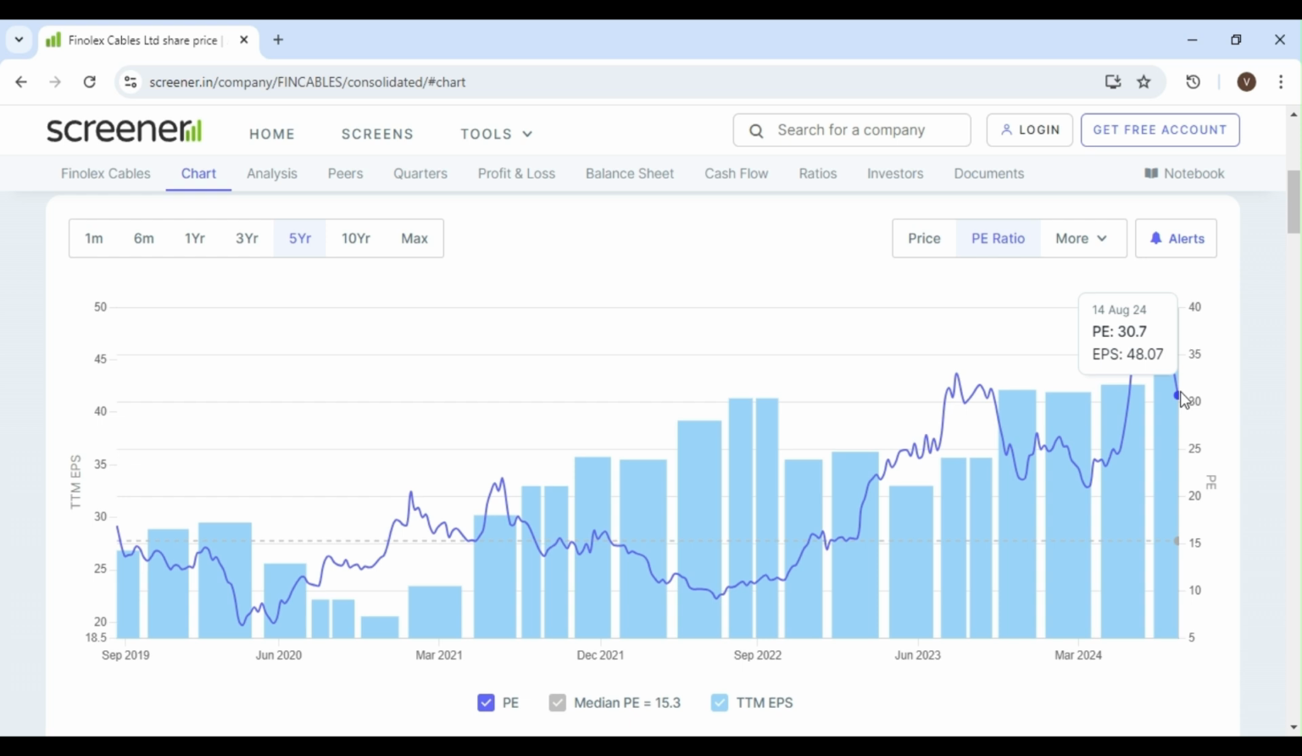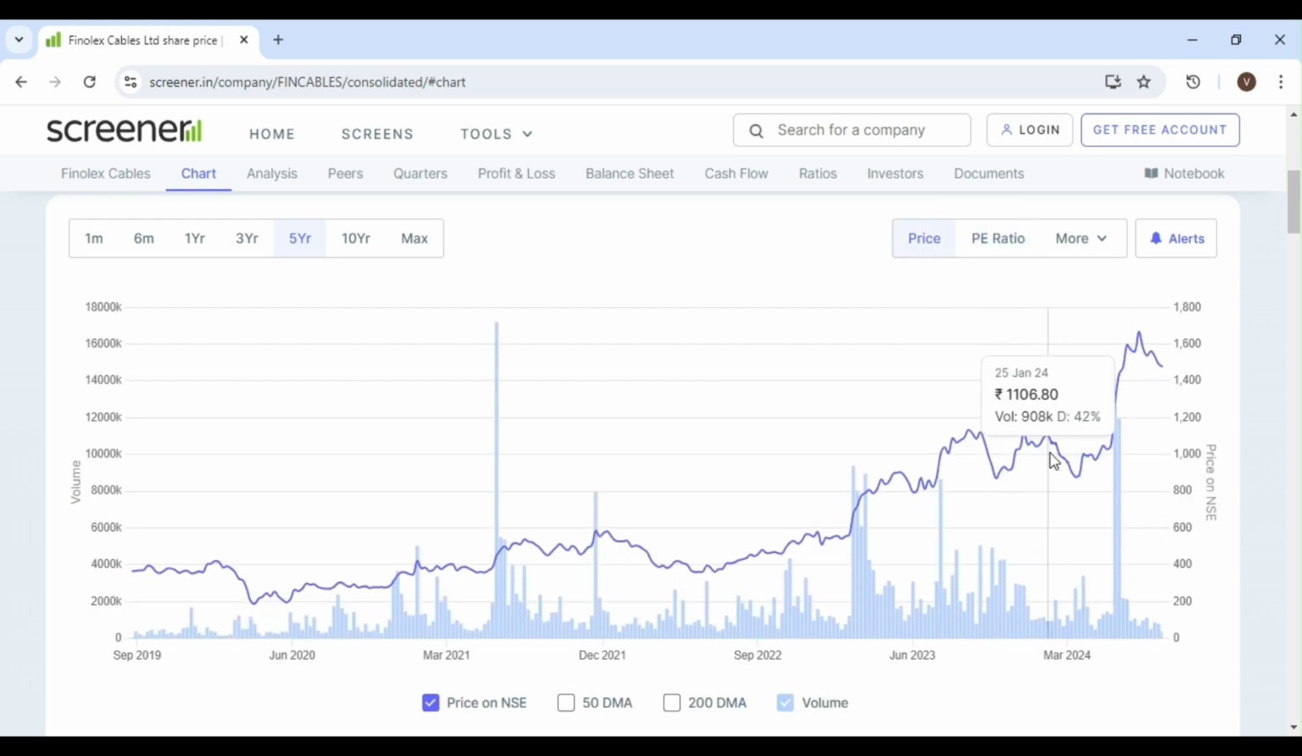So at present, how many times is it the EPS? 30 times. What is the average? 25, 21, 30 times only at this point of time. EPS at the time was 32. So at this level we can wait for the correction and we can buy here. This is only my suggestion.